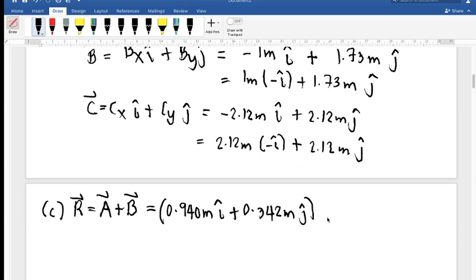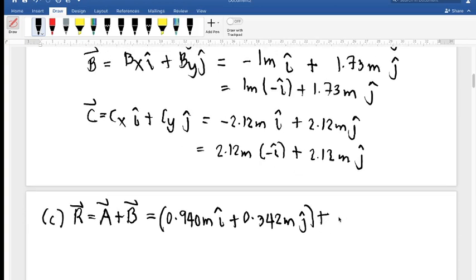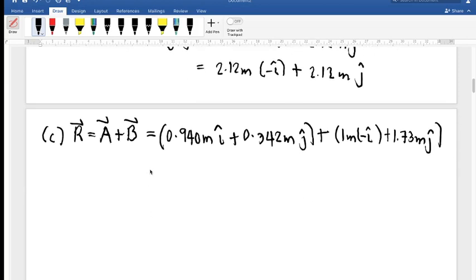And then, meron ka namang B, which is equal to 1 meter negative i hat, plus 1.73 meters j hat. Okay? So then you have to simplify. So i-add mo yung number or components na same ang unit vector. So you have to add this one: 0.940 meters minus 1 meter para maging equal sila ng i hat. So that is 0.940 minus 1.